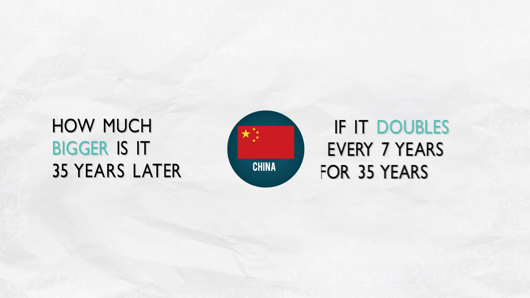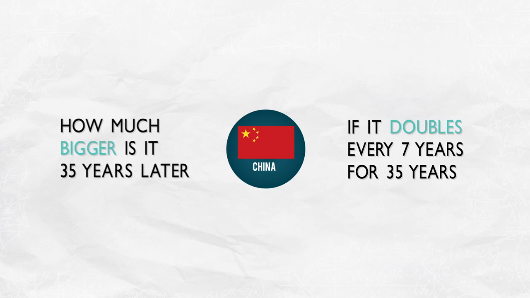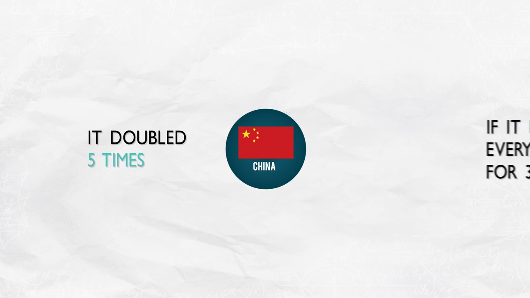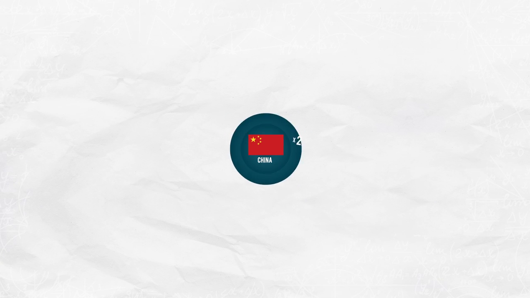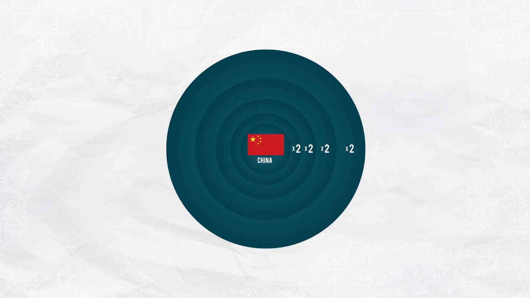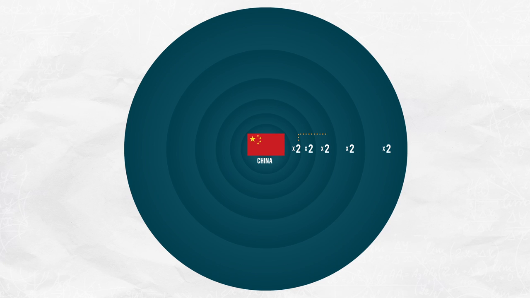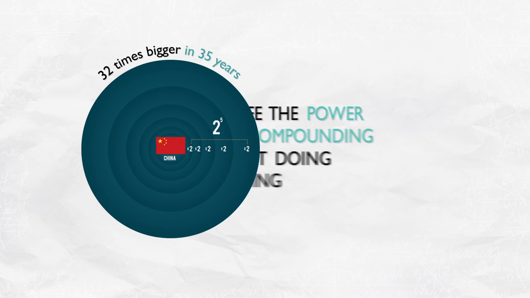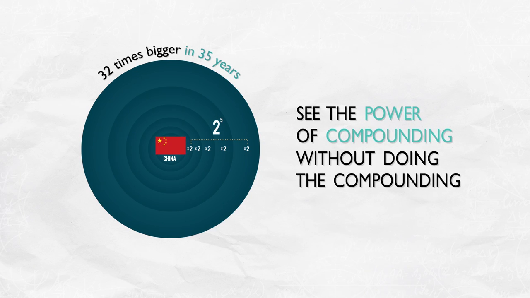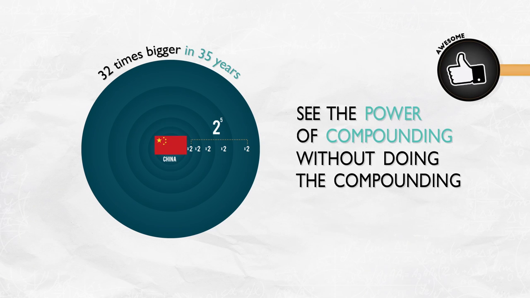If it doubles every 7 years for 35 years, then it doubled 5 times. Doubling 5 times means you multiply the original size times 2, times 2, times 2, times 2, times 2. Or, much easier to say, you raise 2 to the 5th power. And that means GDP per capita in China is 32 times bigger than where it started 35 years before. The rule of 70 lets you see the power of compounding without actually having to do the compounding.